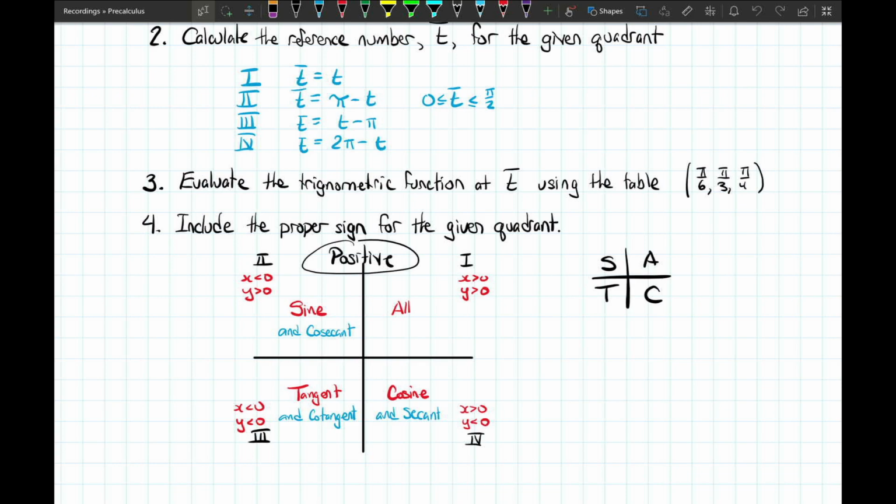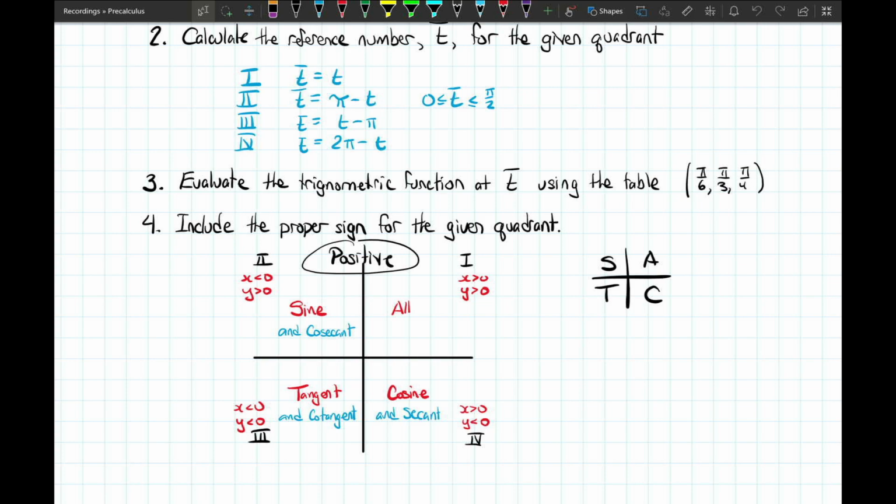And here I've got a little diagram that shows which of the functions would be positive in the 4 quadrants. So depending on which quadrant the terminal point is in, if you end up in quadrant 1, then every one of the 6 trigonometric functions is going to evaluate as a positive number. In quadrant 2, the only functions that are positive are sine and cosecant. In quadrant 3, the only functions that are positive are tangent and cotangent. And in quadrant 4, the only functions that are positive are cosine and secant. The other trigonometric functions would need to just have a negative sign included, just by symmetry.